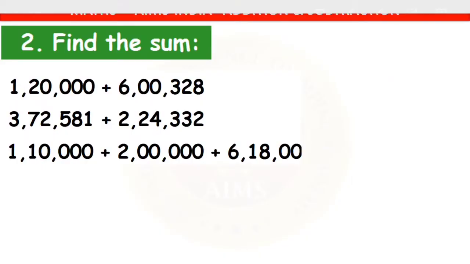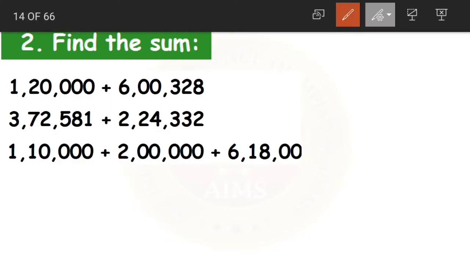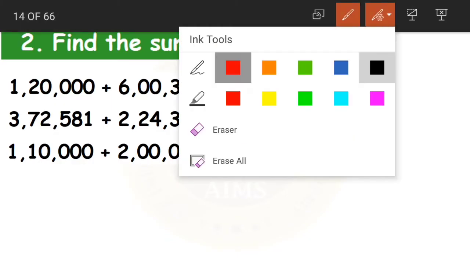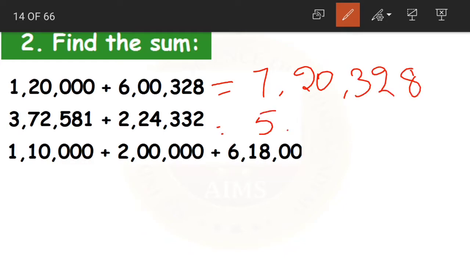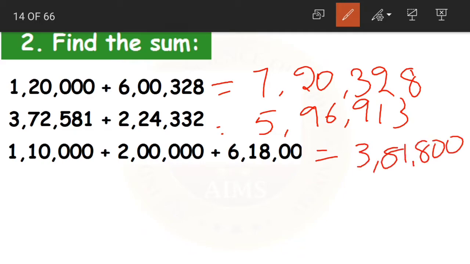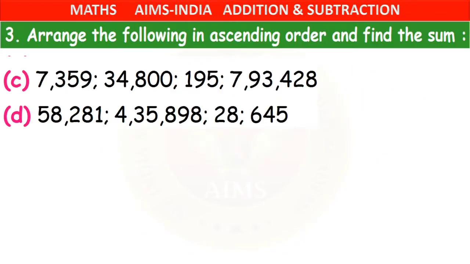Yes, as I've promised in the previous video, first let us discuss the answers for homework problems. Okay, so the answer for this question is 7,20,328, and for the next question is 5,96,913, and for this third question it is 3,81,800. Okay students, this is 61,800, not 6,18,000. Okay, yes, these are the answers here.